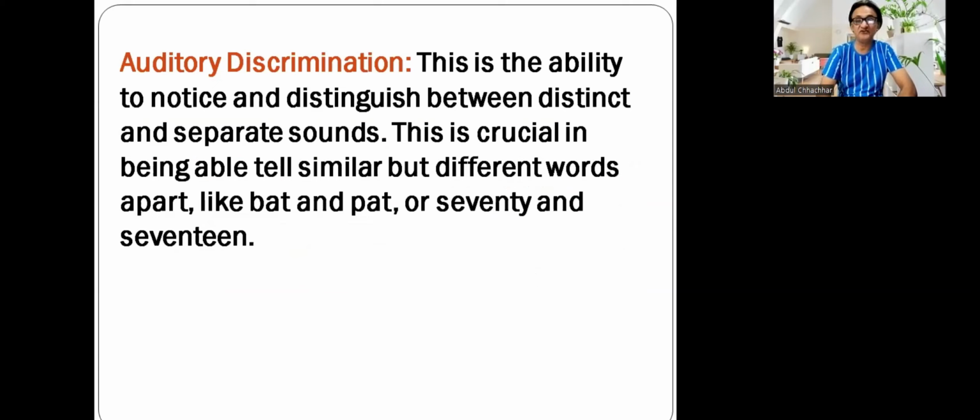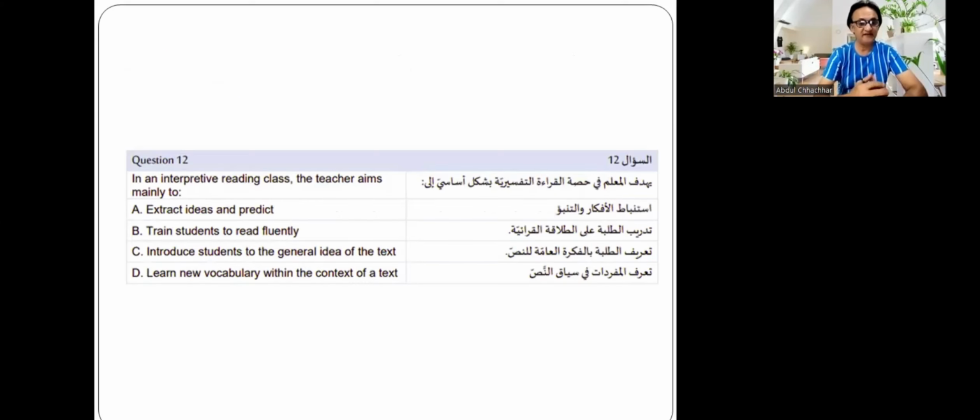This is the ability to notice and distinguish between separate sounds. It is crucial in being able to tell similar but different words apart, like bed, pet, or 70 or 17. So these things, strategies and questions, I'm sure are going to help you. And I have one more question.